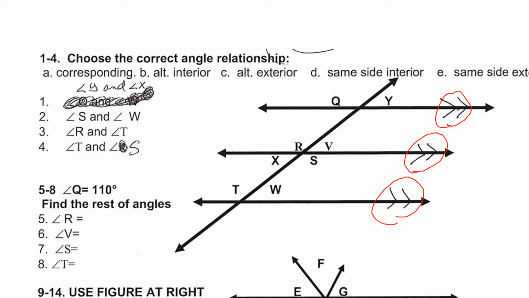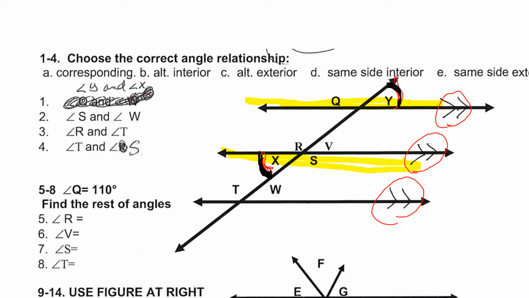Y and X, angle Y and angle X, since their parallels are right here, let me get the highlighter here, parallel, parallel. Those two angles, Y and X, are on the exterior. They're on the outside of the parallels, and they're not on the same side of the transversal line right here. So you would say alternate exterior. Number one, alternate exterior.